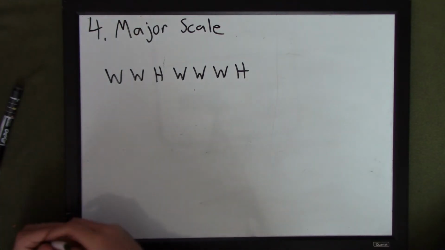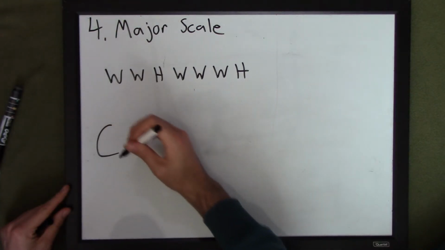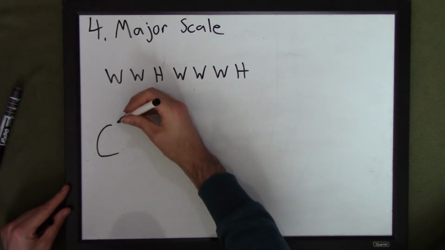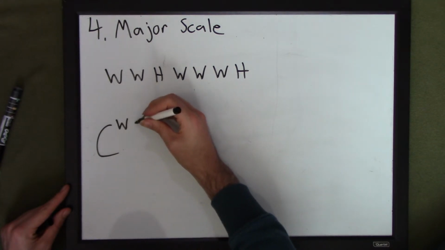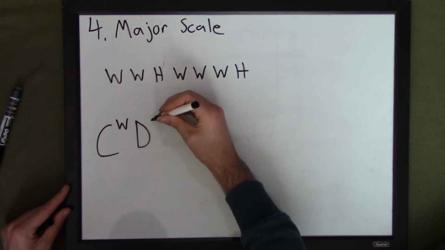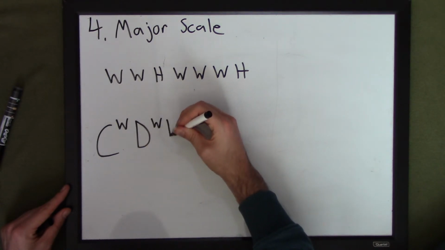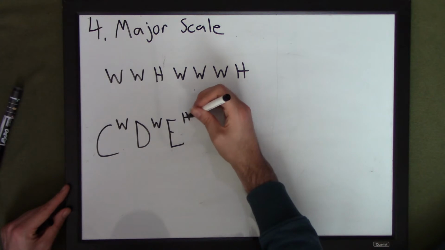So let's start with C. The first note of your scale is obviously going to be C. We can call that the root note. So you're going to start with C, and you're going to go a whole step. That brings you to D. Then you're going to go another whole step. That brings you to E. Then you're going to go a half step. That brings you to F.